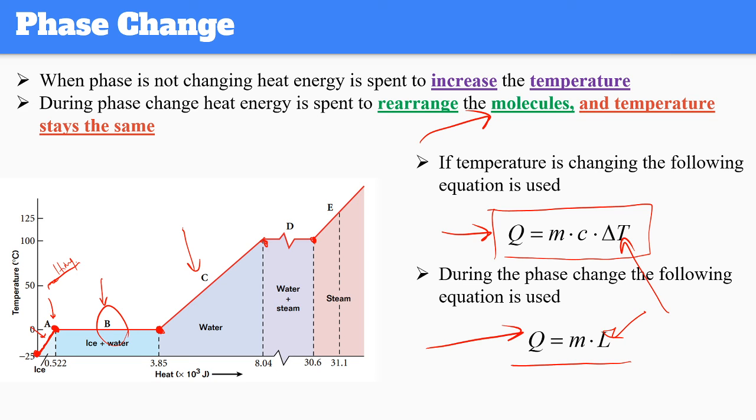All right, so that is how heat is used at different sections of objects when heat is added to them. So that is the summary of heat and energy transfer.